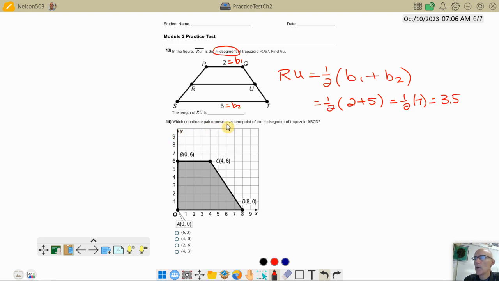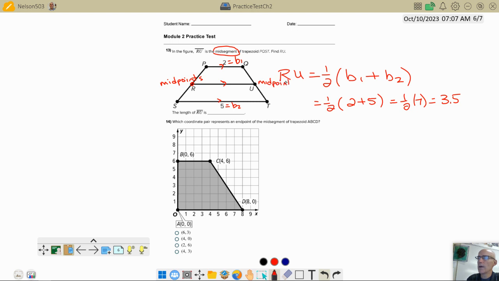Which coordinate pair represents an endpoint of the mid-segment of the trapezoid ABCD? Well, look, mid-segments are parallel to the bases, right? So these three lines are parallel to each other. And this guy is halfway between these two because these are the midpoints. That's how you make a mid-segment. You find the midpoints and you connect them. So there's a midpoint there, there's a midpoint over here.